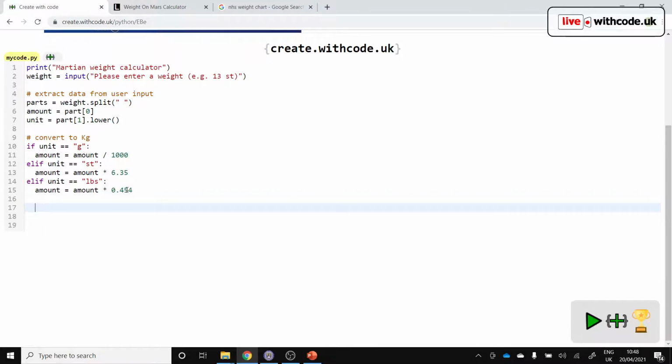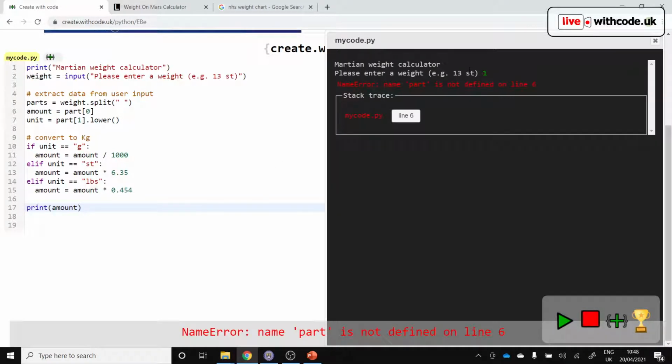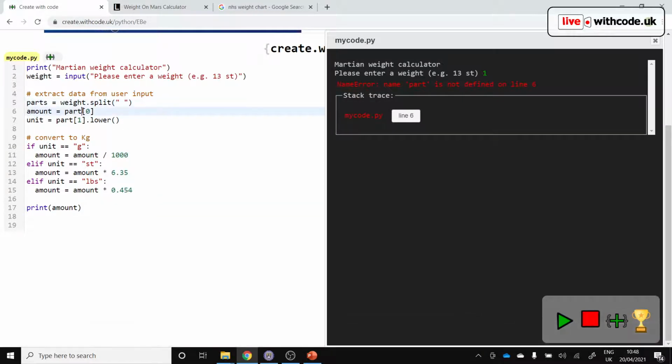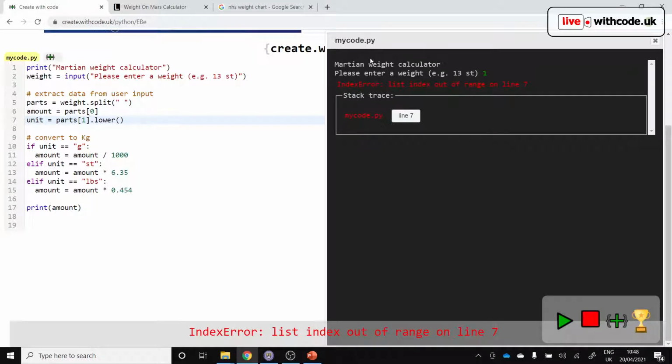Okay, so at the moment, let's just check and see what we've got. We put in just one. Oh, it doesn't know what part is. I've got a list called parts, and I'm trying to use a variable called part. Let's try that. So just 1.